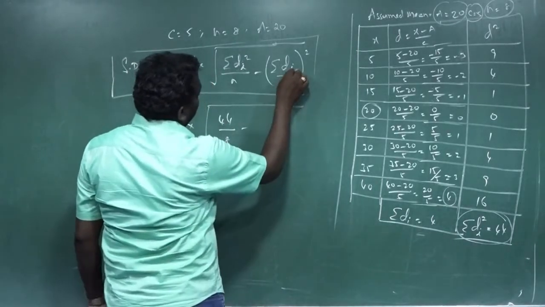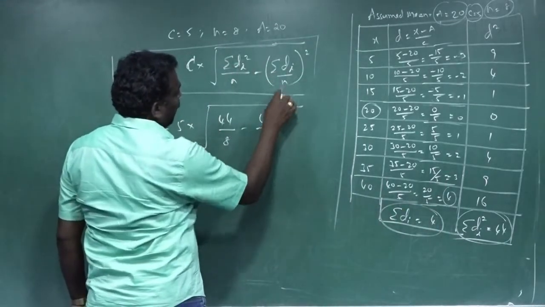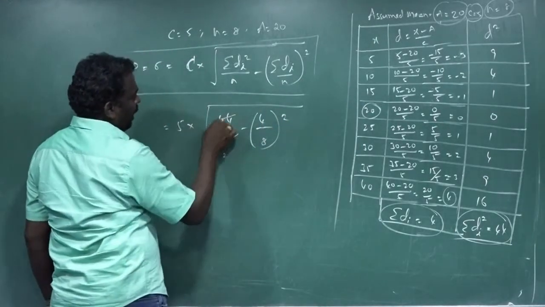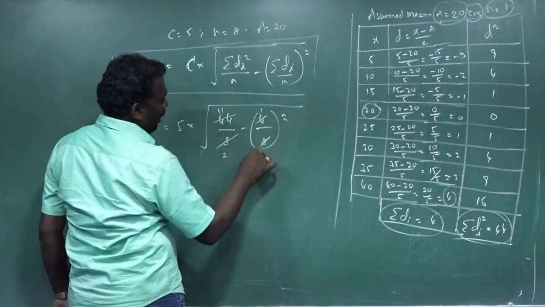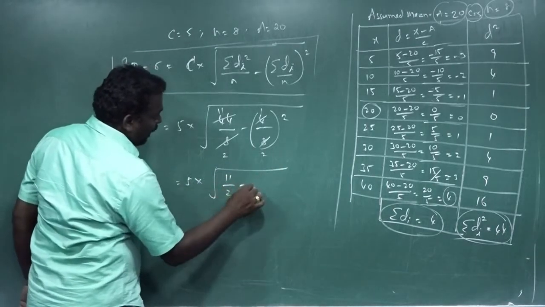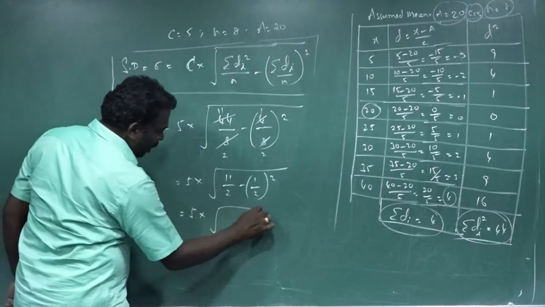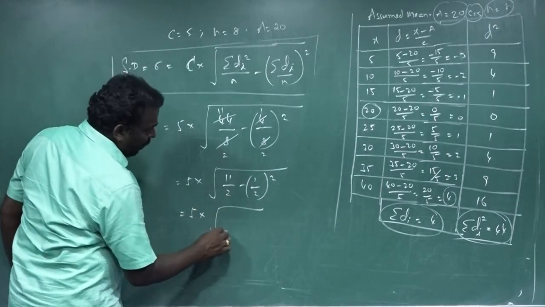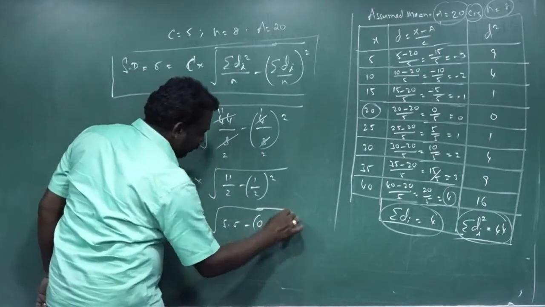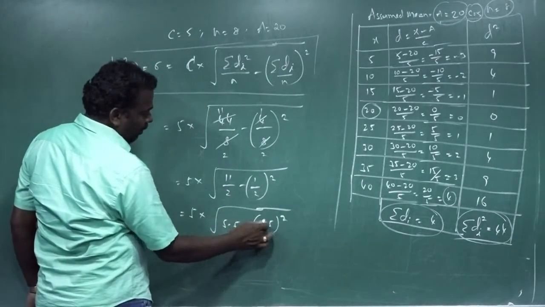Then minus summation dA, we obtain the value equal to 4, by N value equal to 8, whole square. Now cancel: 2 fours are 8, cancel 11 fours are 44. That is equal to 5 into the square root of 11 by 2 minus 1 by 2, whole square. That is equal to 5 into the square root of 5.5 minus 0.5, whole square. Just simplification.